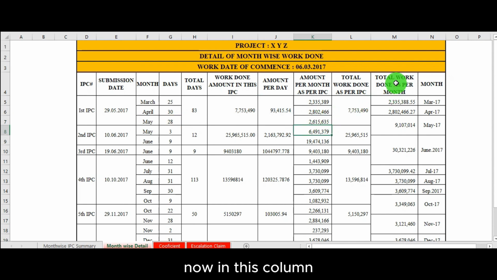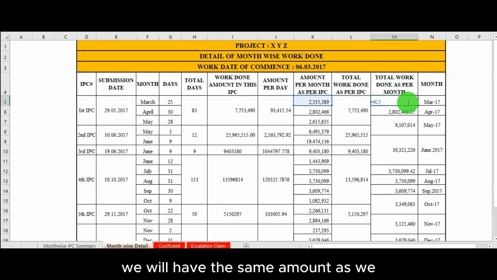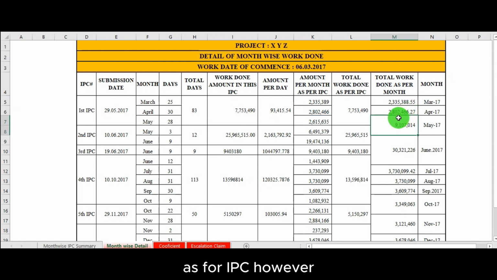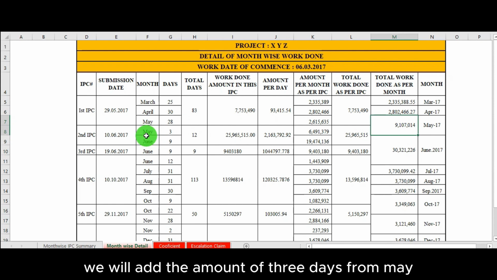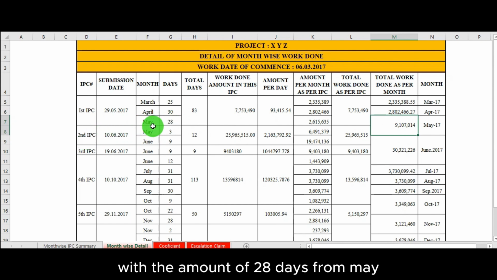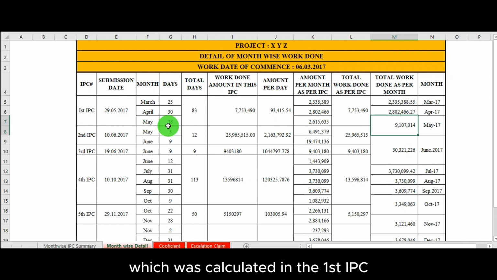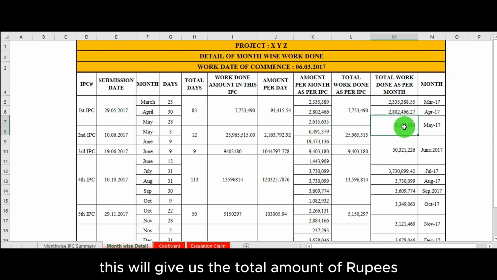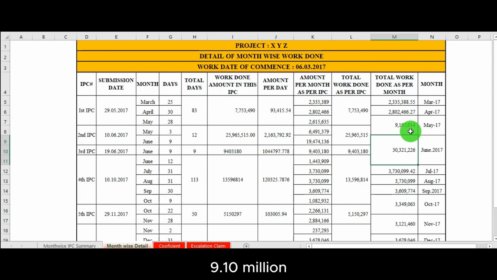Now in this column, we will calculate the total work done as per month. For the months of March and April, we will have the same amount as we calculated in the amount per month as per IPC. However, in the month of May, we will add the amount of 3 days from May, calculated in the second IPC, with the amount of 28 days from May, which was calculated in the first IPC. This will give us the total amount of rupees 9.10 million.